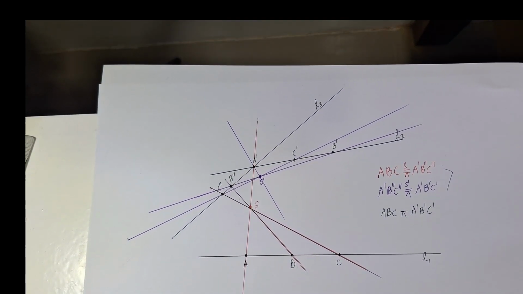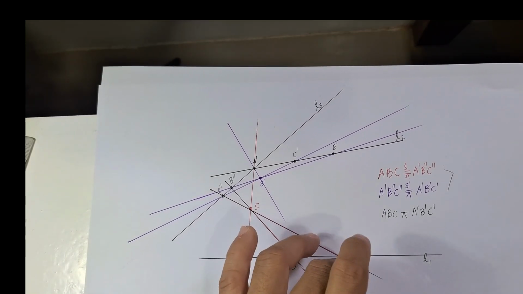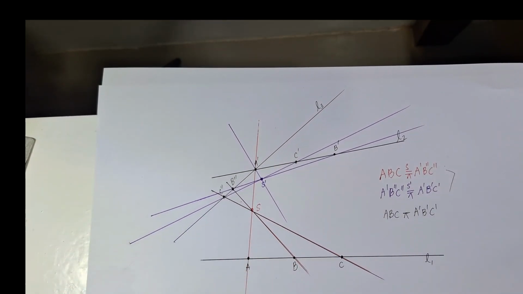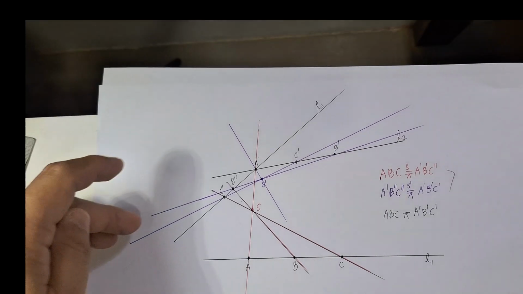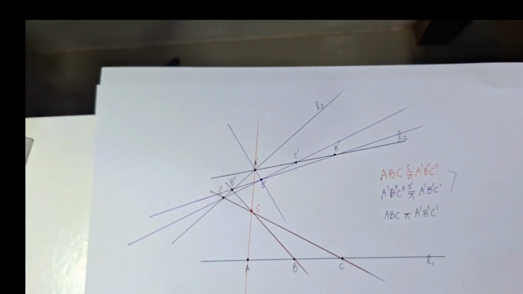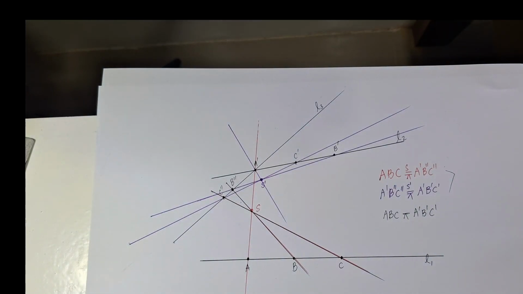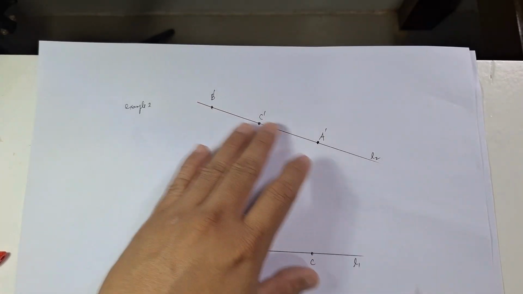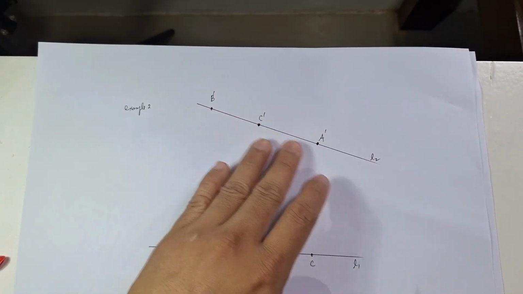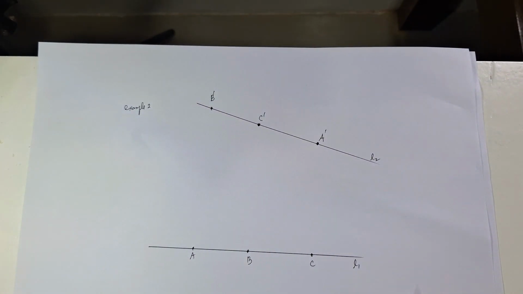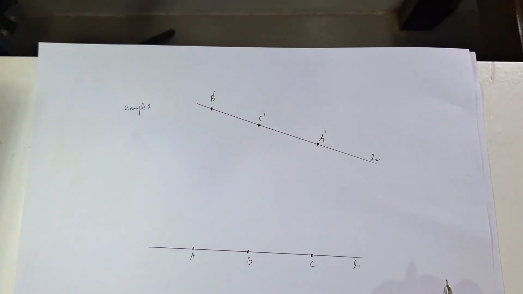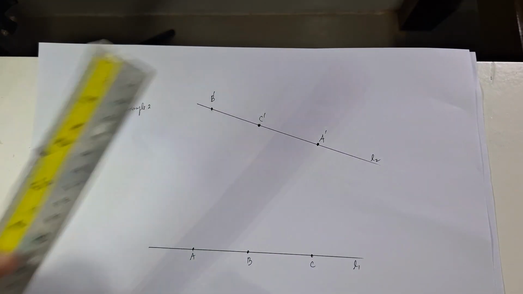So we have shown here that three distinct points A, B, and C on one line may be projected into any three distinct points on a second line by means of a sequence of at most two perspectivities. Okay, this time let us make the order of A, B, and C here on the second line different. So we will do the same. Okay, just follow the steps.